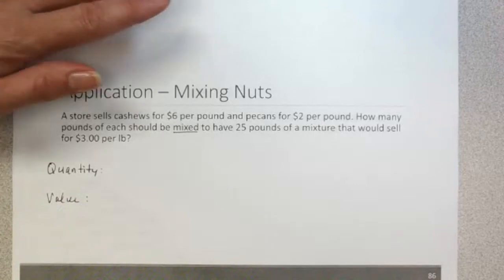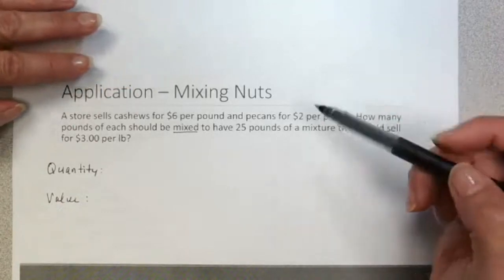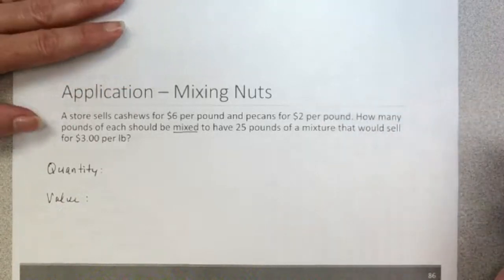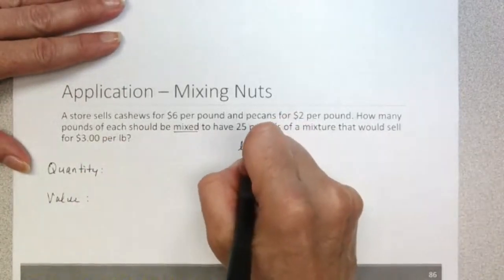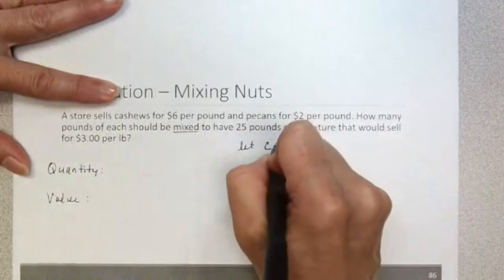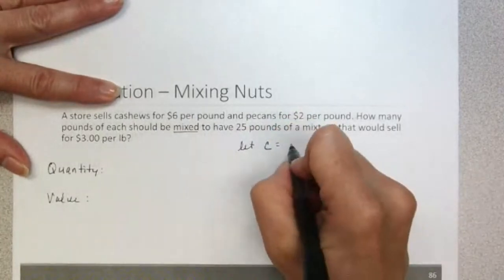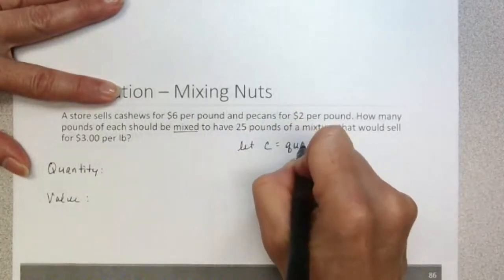Okay, so what are our variables going to be? Well, what are we doing? We're trying to figure out how many pounds of each. Okay, so we're trying to figure out quantities. So why don't we let C equal the quantity of cashews in pounds.